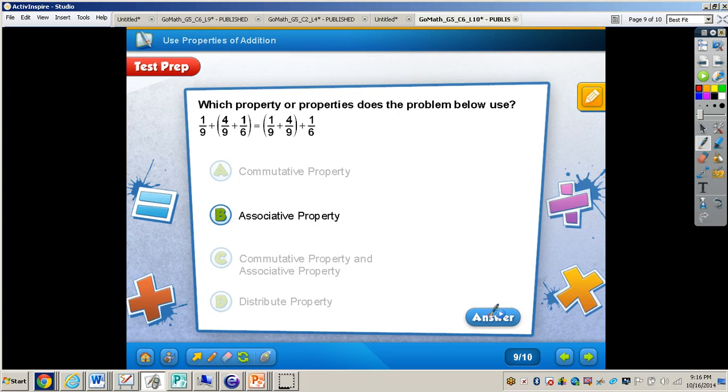Okay, the answer is B, associative property. You can see that there was not any order that needed to be changed, so the commutative property did not come into play. You can see that 1/9 and 4/9 were just grouped together because they had a common denominator.